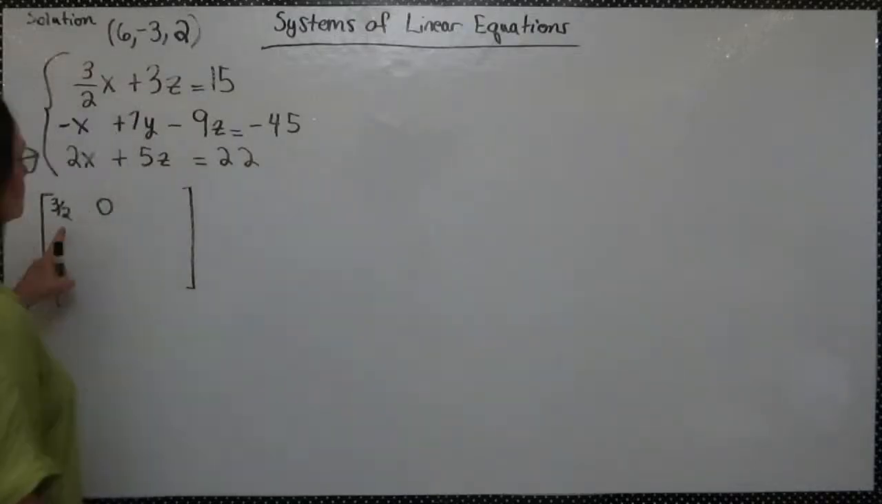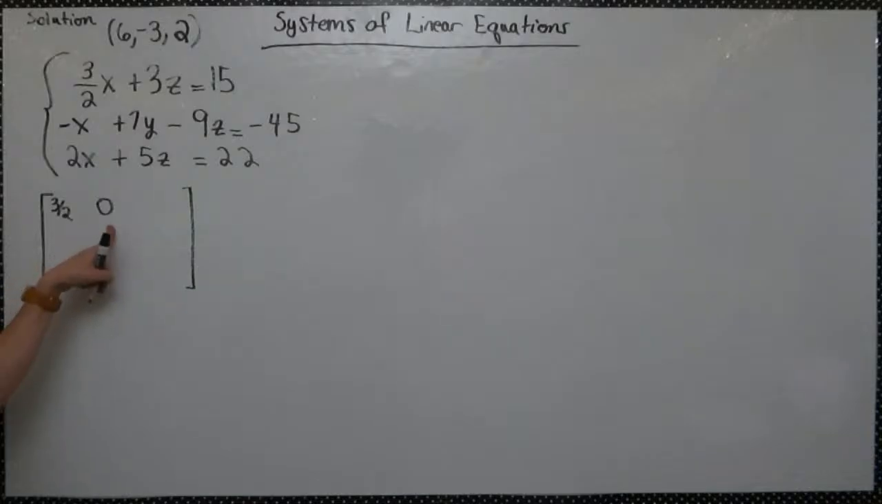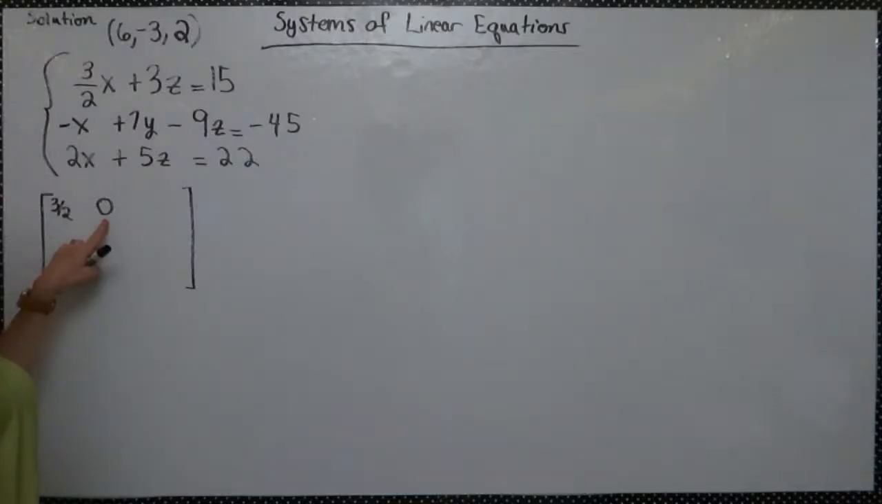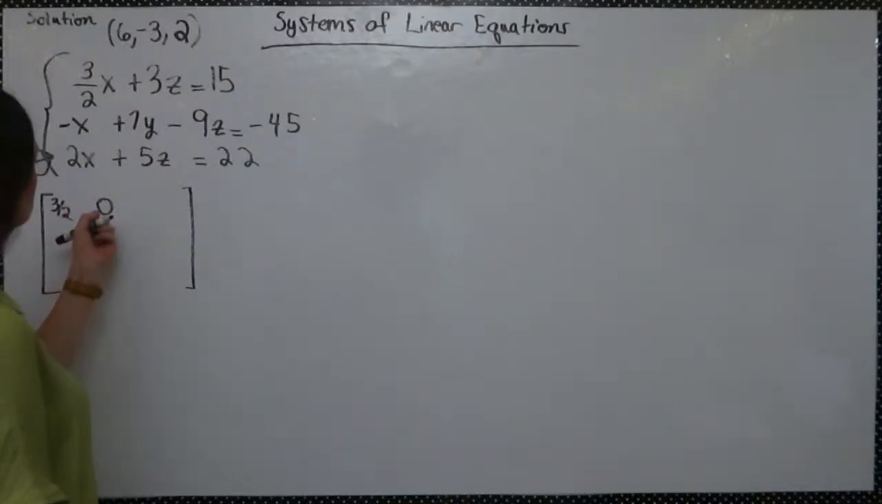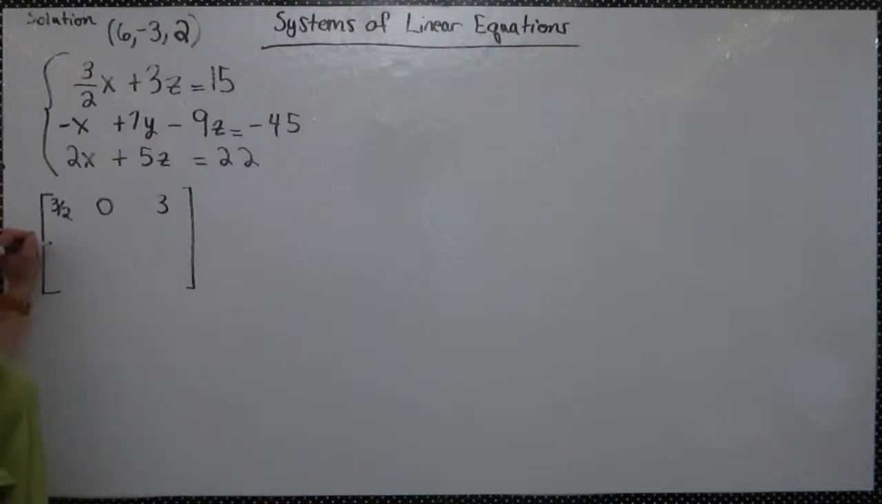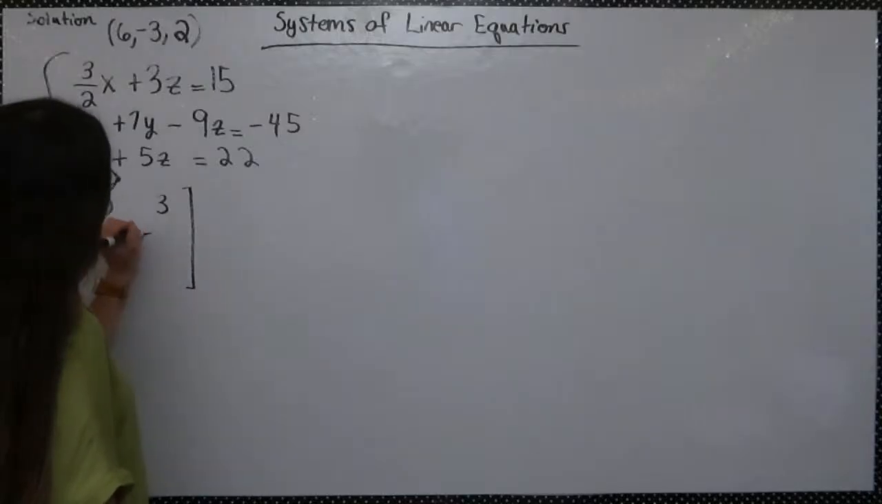So we got 3 halves, 0. We're just using a placeholder because there's no y, and it all has to line up perfectly. So the second column must be all y's. Since there's not a y in this first equation, I'm just going to put 0 in for a placeholder. It's kind of important. And then we have -1. Looking at just the coefficients, 7, -9.